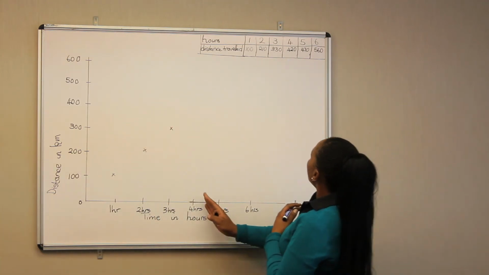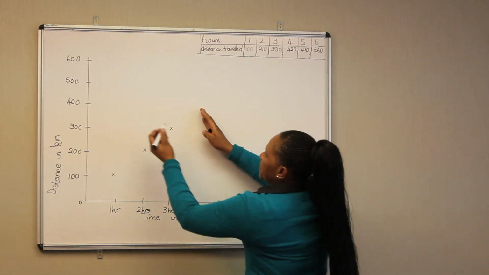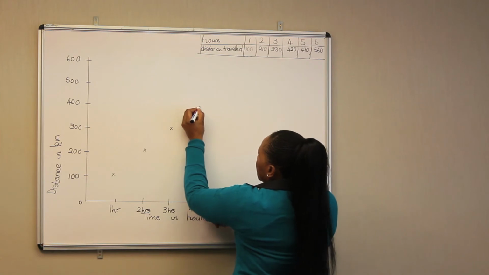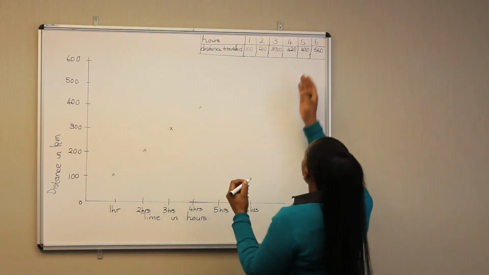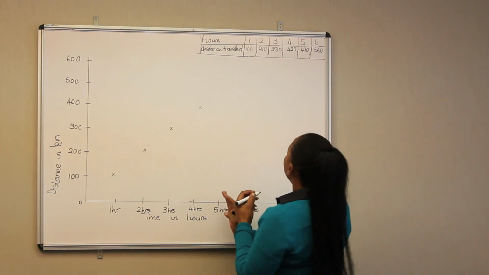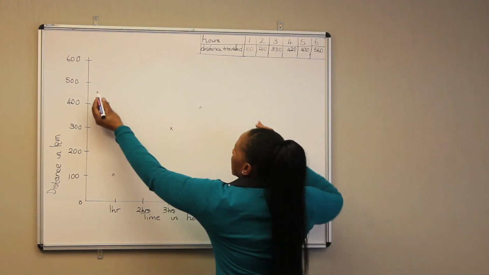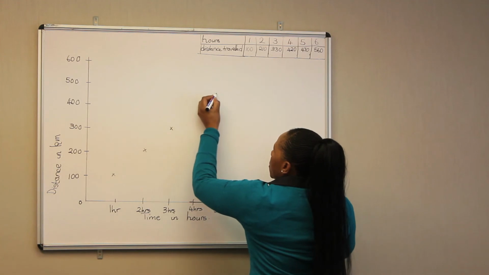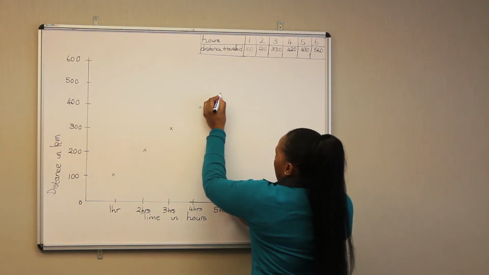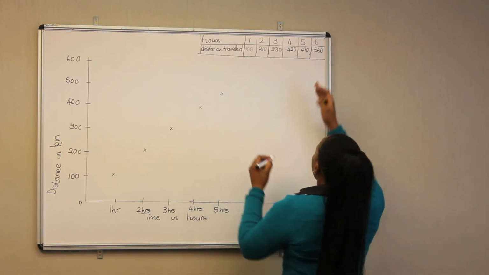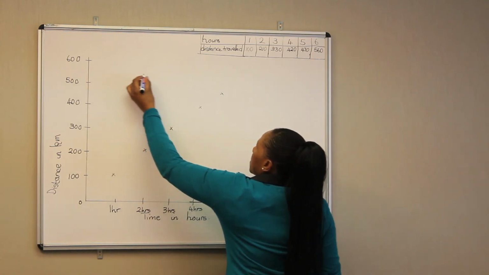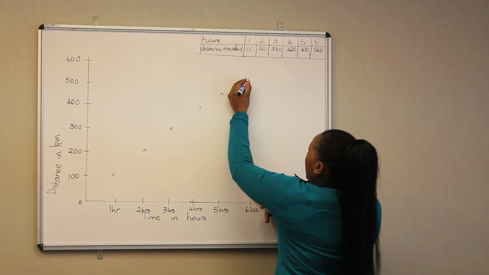4th hour, 420, slightly above 400. 5th hour is 470 kilometers. 470 must be slightly below 500. And the 6th hour is 560, which is way above.